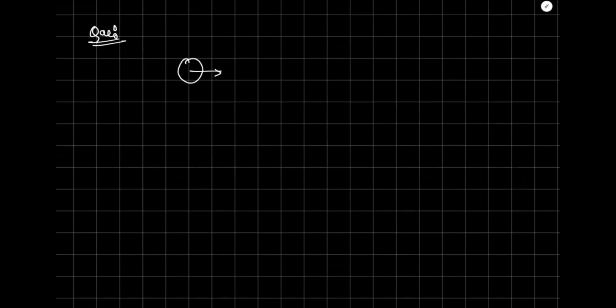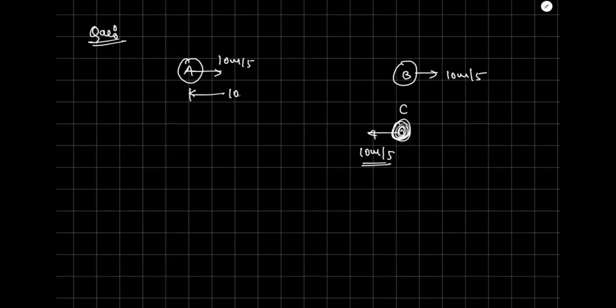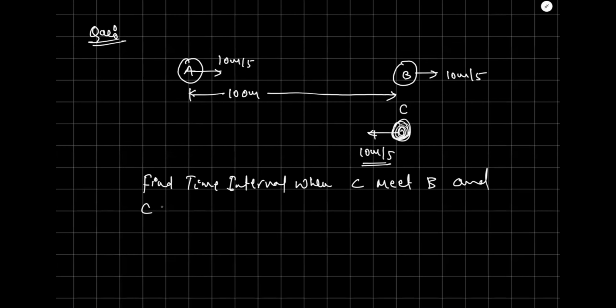मान लो एक ऑब्जेक्ट जो कि 10 मीटर पर सेकंड से मूव कर रहा है. Okay, this is object A and this is another object, let me say this one as B, and this is moving here with a speed of also 10 meter per second, and there is another object C here and it is moving here with a speed of 10 meter per second, and it is given to you this separation is 100 meters. Find time interval when C meets B and C meets A.